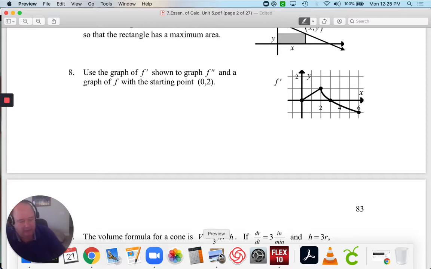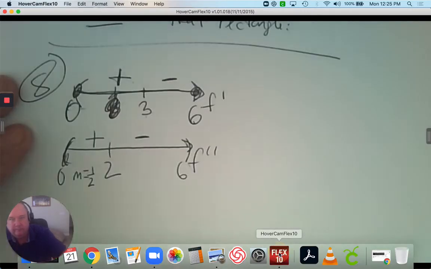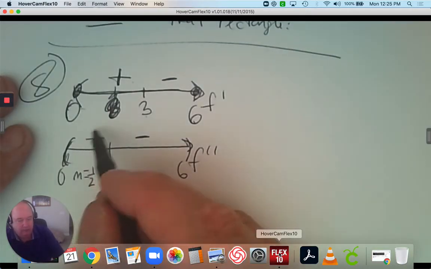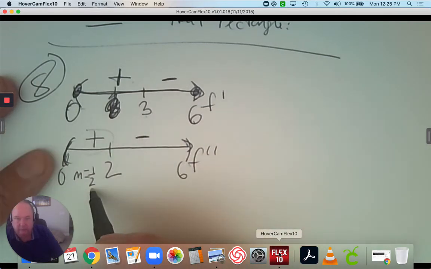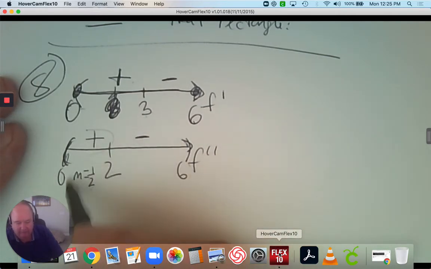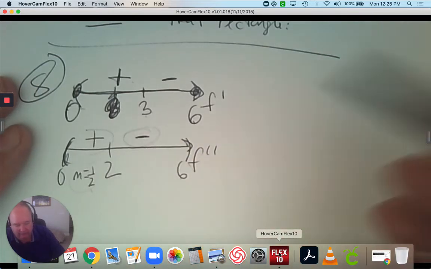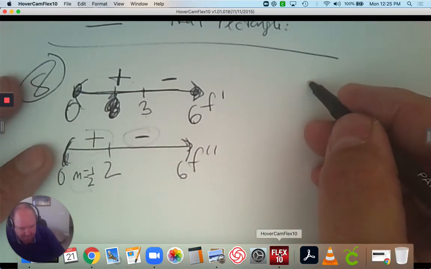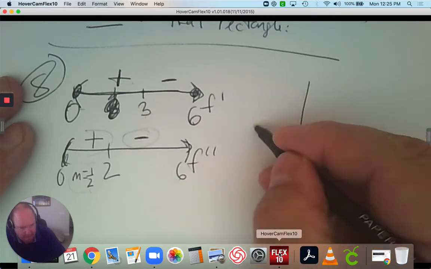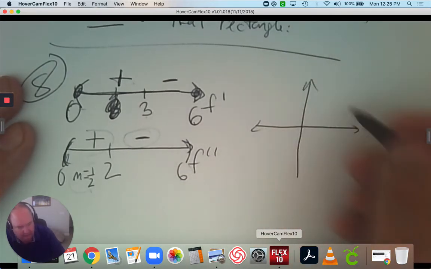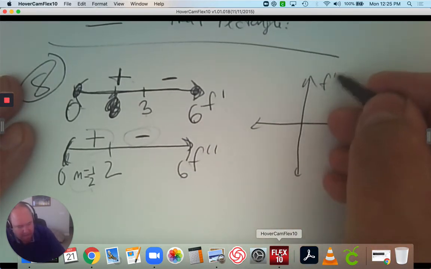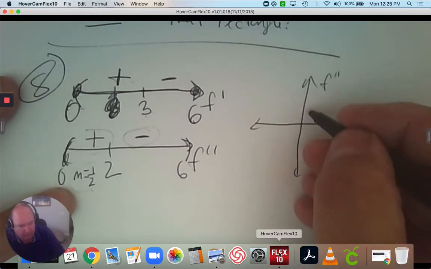All right, let's graph this. So from 0 to 2, it's increasing, and the slope is 1/2. That means the graph of this will be a constant at 1/2. And then from 2 to 6, it's decreasing. All right, so this will be the graph of the second derivative. I'll do that first. So find where 1/2 is.